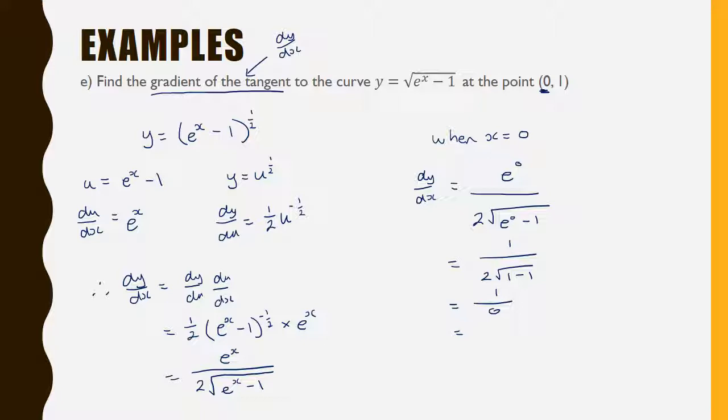What happens when we divide by 0? We get an undefined gradient. And that is actually our final answer. The gradient of the tangent to the curve at that point is undefined.